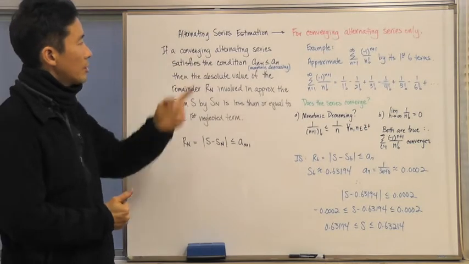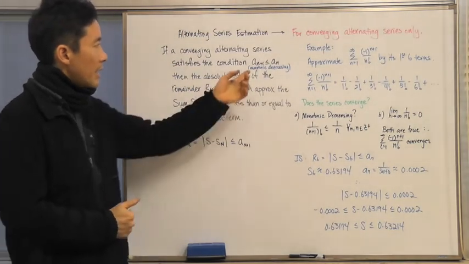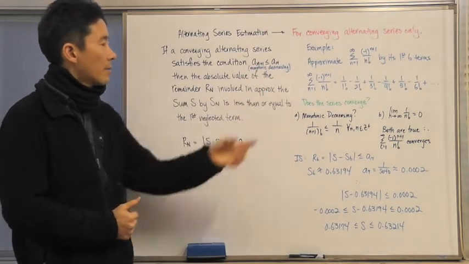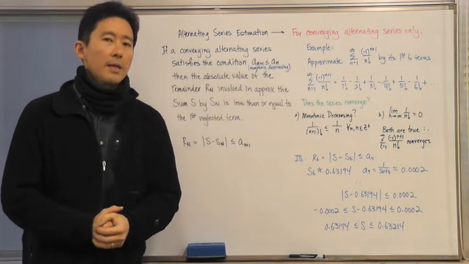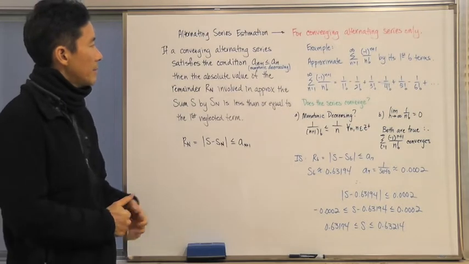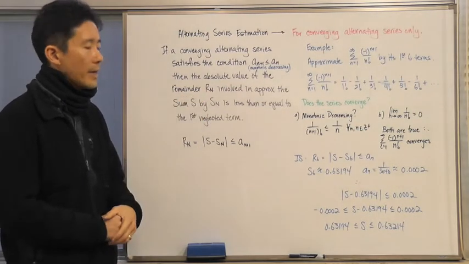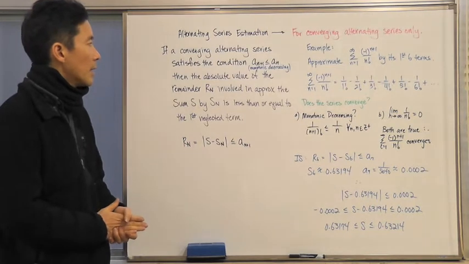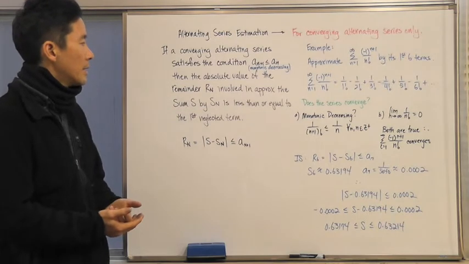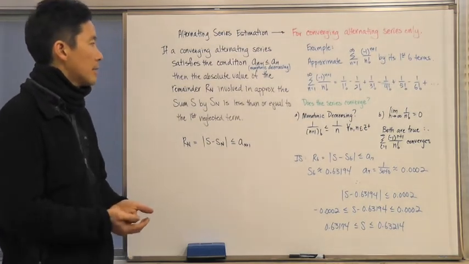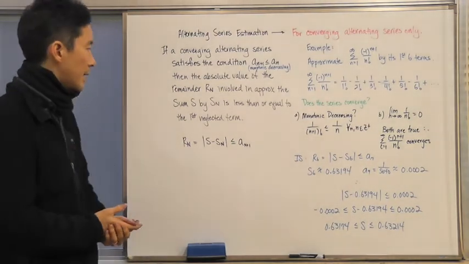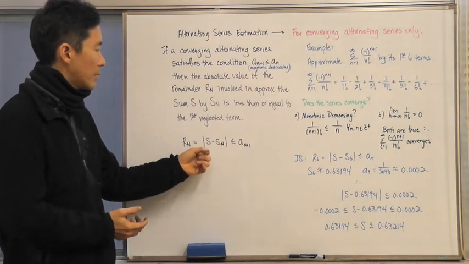Now, if a converging alternating series satisfies the condition a sub n plus 1 is less than or equal to a sub n, remember that this is the same thing as saying that it is monotonic decreasing, then the absolute value of the remainder, let's call that R sub capital N, involved in approximating the sum S by S sub capital N is less than or equal to the first neglected term. Now, if we wanted to put that into an initial statement, this is what it would look like.